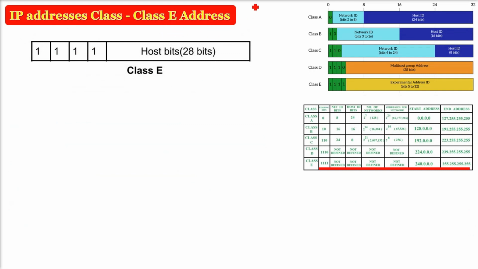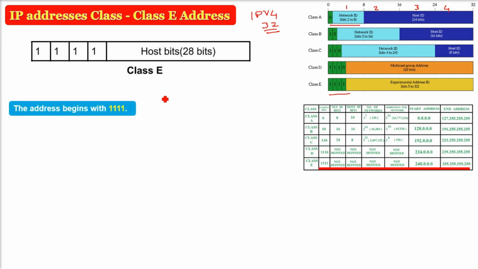Class E IP address. In IPv4, we know that this scheme has 5 classes, class A to class E. These are the 4 octets, represented in decimal with dots in between, which is why it is called dotted decimal form. So how do you say that this is a class E address? The first 4 bits of the leftmost octet are always fixed as 1111.